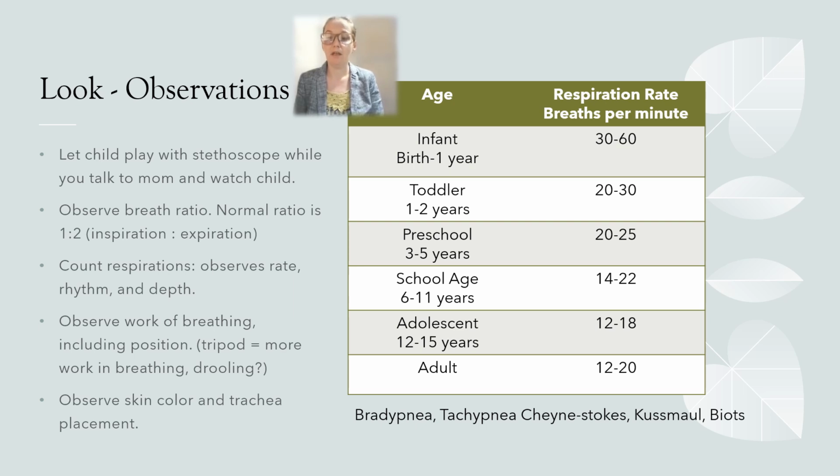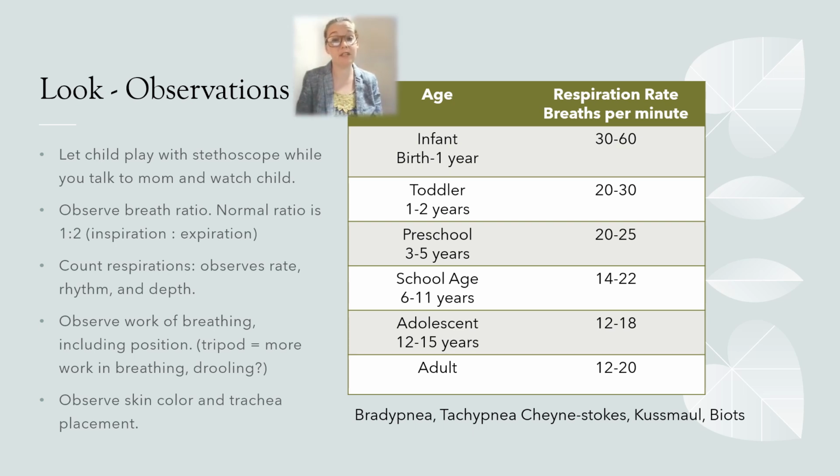Then you have Cheyne-Stokes, I always say it wrong, Cheyne-Stokes, where you have deep and then shallow and then followed by apnea. And that would be a different pattern. Kussmaul, which is fast and deep and labored, and that's usually fearful, but sometimes that's significant respiratory distress. And then you have a mix of both of those, which is irregular patterns of breathing followed by patterns of apnea, and that is another sign of respiratory distress.